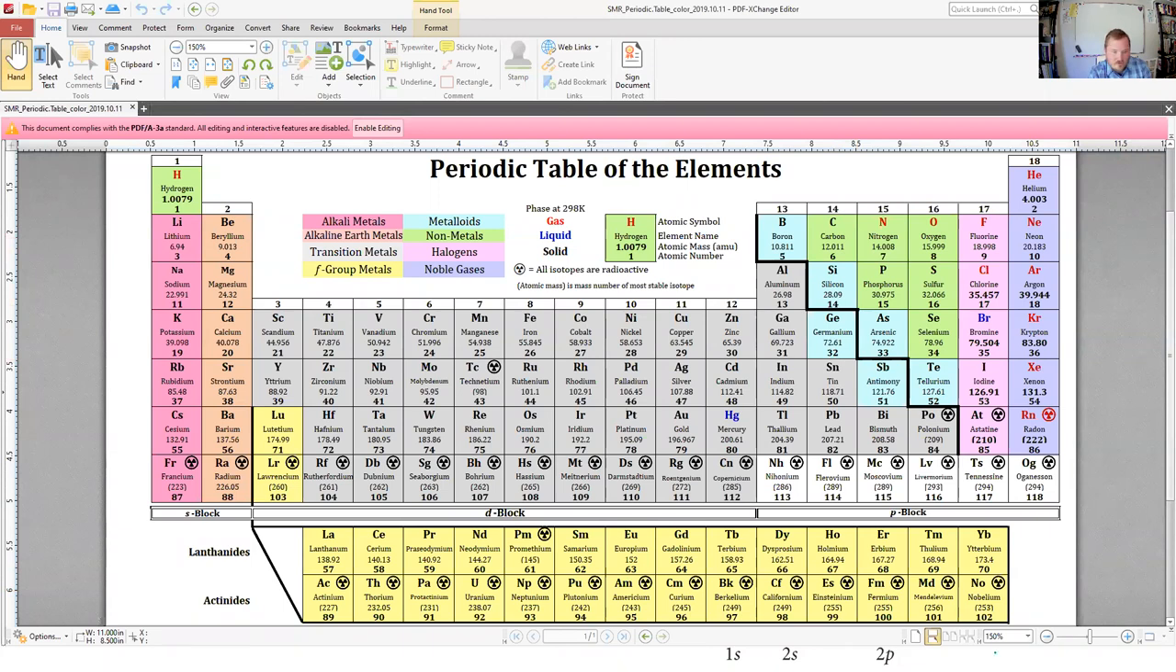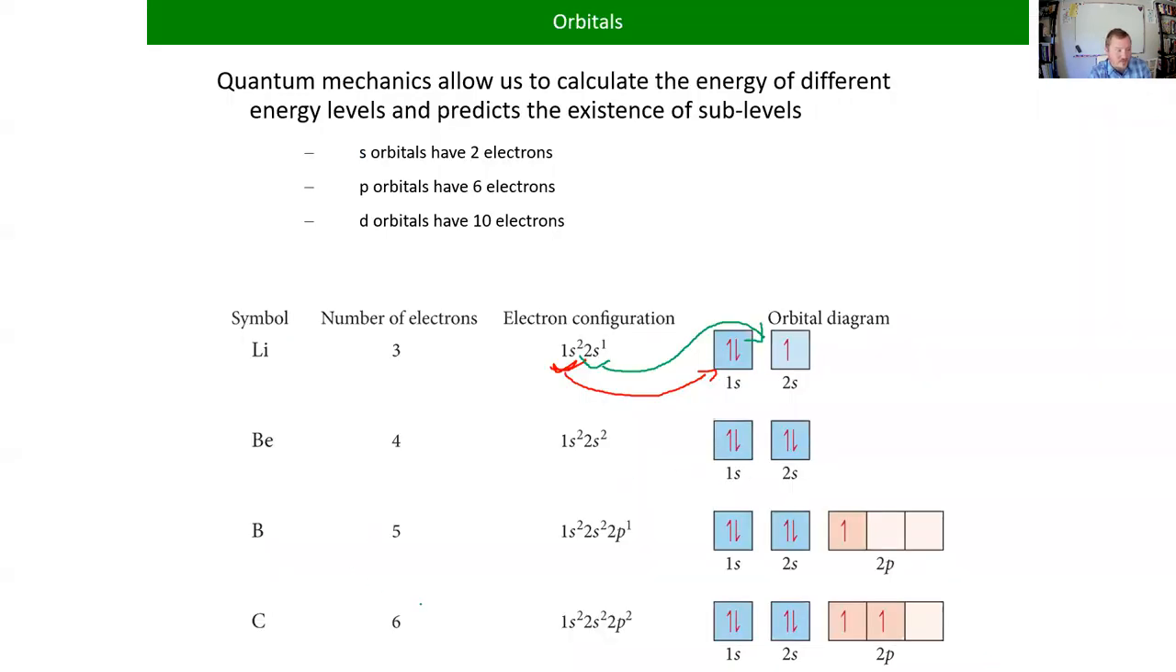Right, I know that was quick, and we're going to do lots more practice for this. But if you look at these diagrams of the orbitals, we're adding two electrons into each of these boxes. And basically, we're just adding one electron in the exponent for each of these elements. So lithium is 1s2, 2s1. Beryllium is 1s2, 2s2, total of four electrons. And the logic is the same.